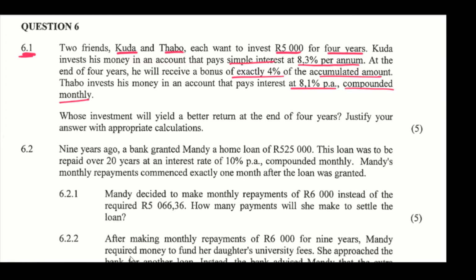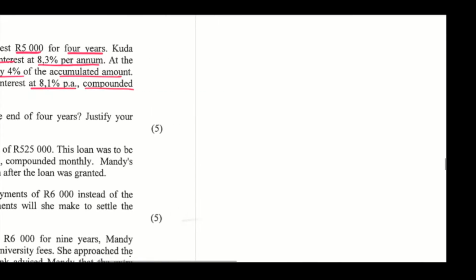So, whose investment will yield a better return at the end of 4 years? Justify your answer with appropriate calculations. So, this is pretty straightforward. Let me just first indicate the information for each. So we're having Kuda, and the information that we have is this.